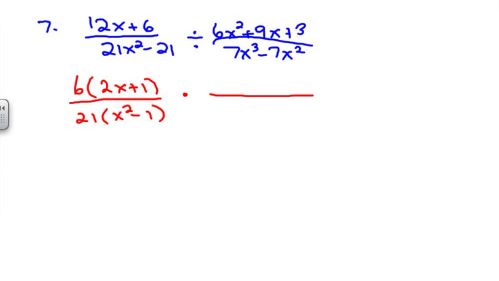This new denominator, the denominator that becomes the numerator, take out a GCF of 7x squared, gives you x minus 1. And in the new denominator, take out a GCF of 3, 2x squared plus 3x plus 1. All right, we still have some more factoring in the denominators here, so we'll continue on to factor.